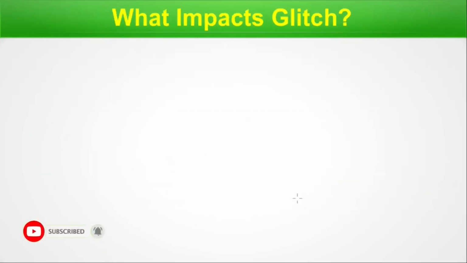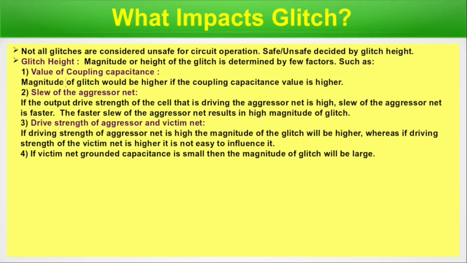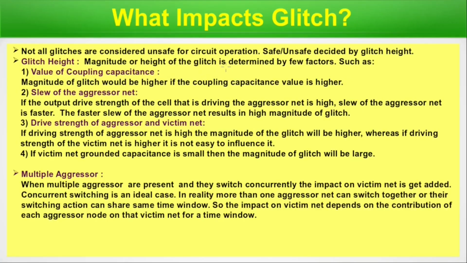What impacts glitch? Not all glitches are considered unsafe for circuit operation. Safe or unsafe is decided by glitch height. Now, the glitch magnitude or height is determined by a few factors, such as the value of coupling capacitance. The magnitude of the glitch will be higher if the coupling capacitance value is higher. Next, slew of the aggressor net.